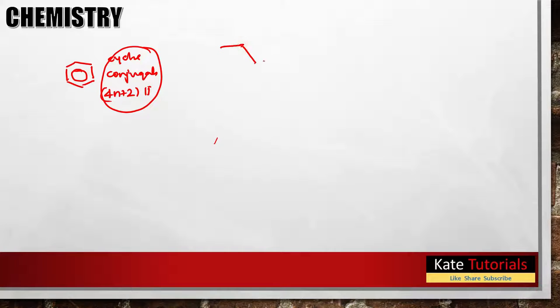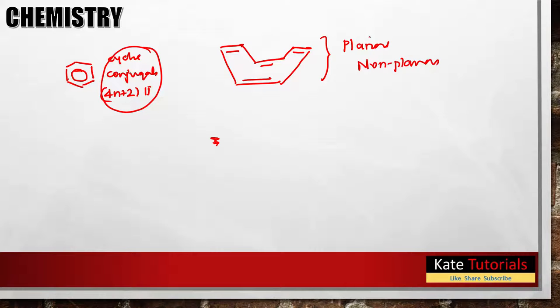Talking about this compound, this is not aromatic. It has double bond, single bond, double bond, single bond, double bond, single bond, double bond. Why is it not aromatic? Because it is not a planar molecule. It is non-planar. As it is non-planar, it is non-aromatic. Since it is non-aromatic, no conjugation happens here. So double bond remains double bond, single bond remains single bond.